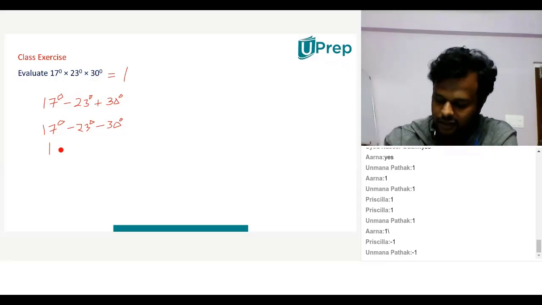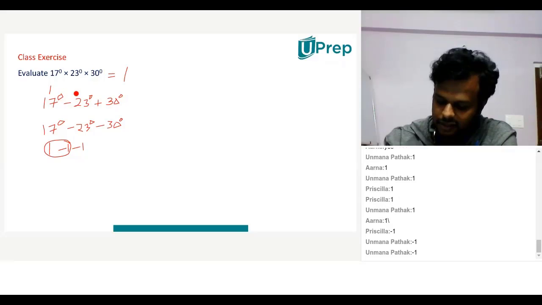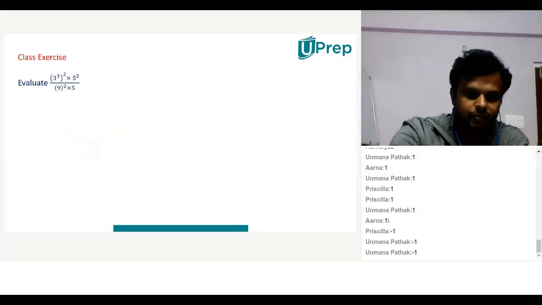So this is 1 minus 1 minus 1. So 1 minus 1, this will get cancelled. I have 1 here. This is minus 1. This is plus 1. So 1 minus 1 will get cancelled. So I have 1. Children, moving on.